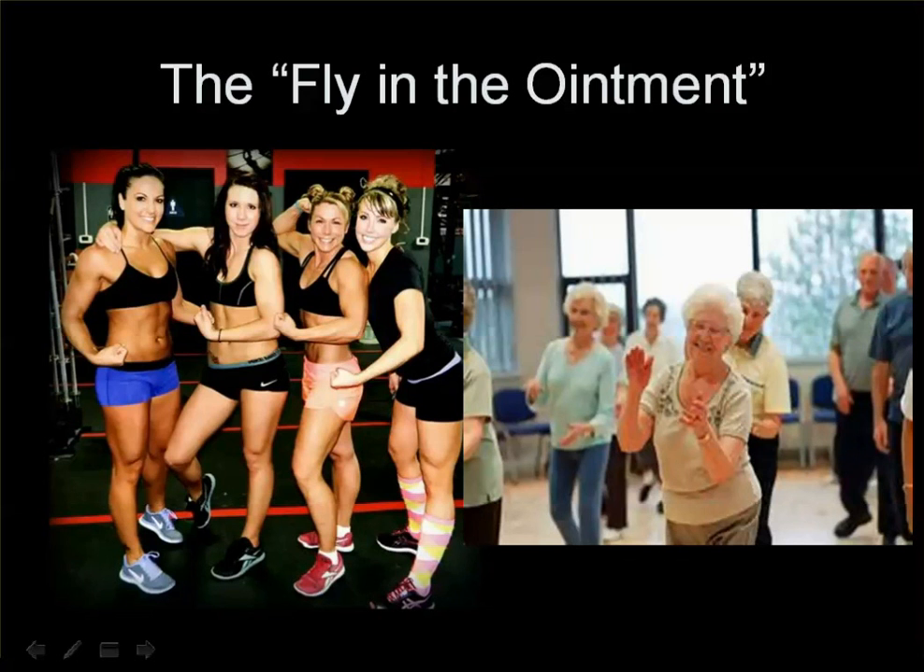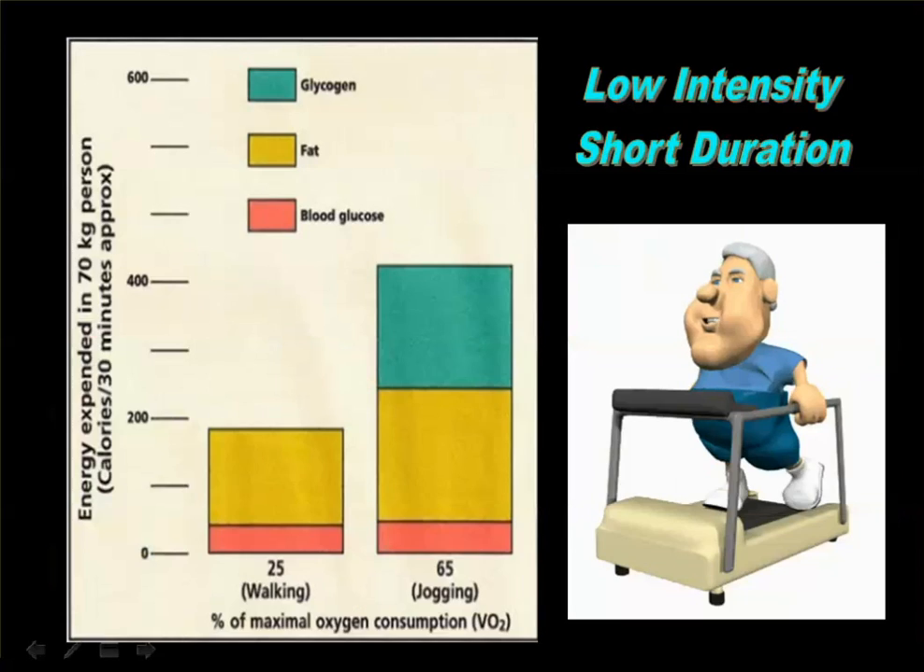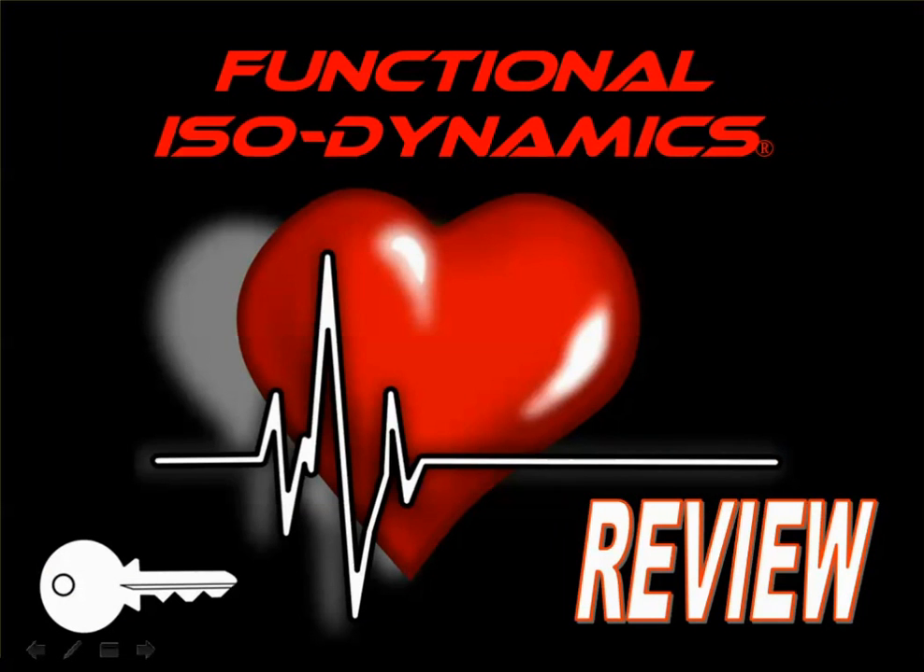So, the fly in the ointment. Do you really think that any exercise program will work as effectively for 20-year-old athletes as it does for 60-year-olds with diabetes? See that one-size-fits-all philosophy that these gurus spit out? Everyone needs to work out 5 days a week. We all work out Monday, Wednesday, Friday. It doesn't work. Remember, low intensity, short duration if you want to move the fat off the body. Let's do a little review of this functional isodynamics, shall we?